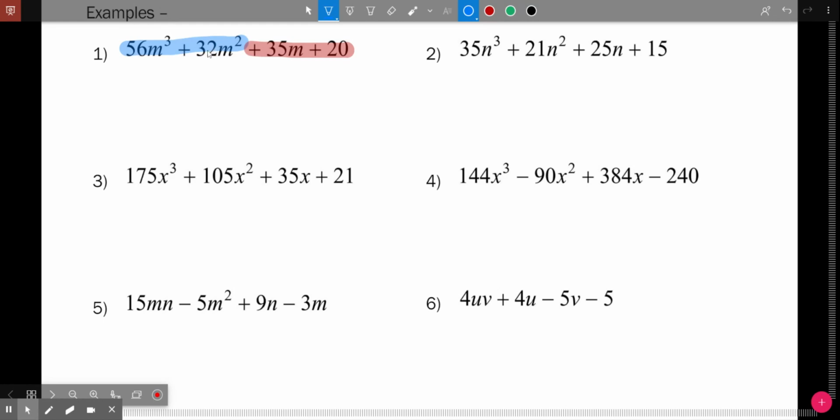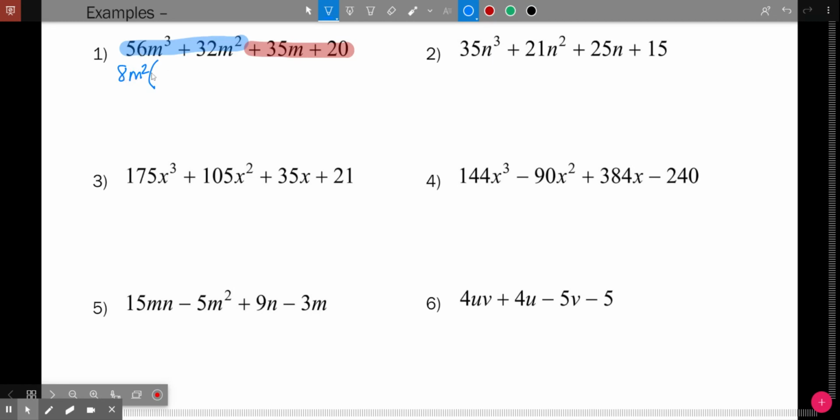Between 56 and 32, they both have an 8 in common. Variables with exponents, you're going to take the variable with the smaller exponent. In this case, we have m cubed and m squared, so I'm going to use m squared. Now, when you factor by the greatest common factor, what you're doing is you're applying the distributive property, but backwards. So I'm going to create a set of parentheses, and what goes inside the parentheses is what's left over when I divide each term by the greatest common factor.